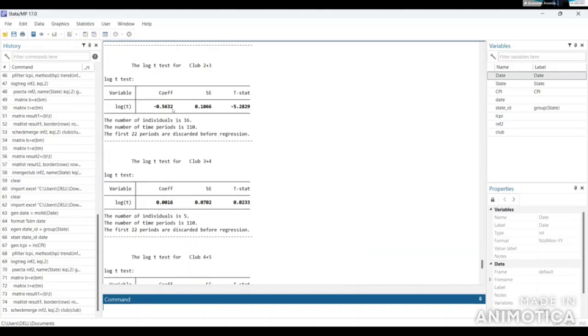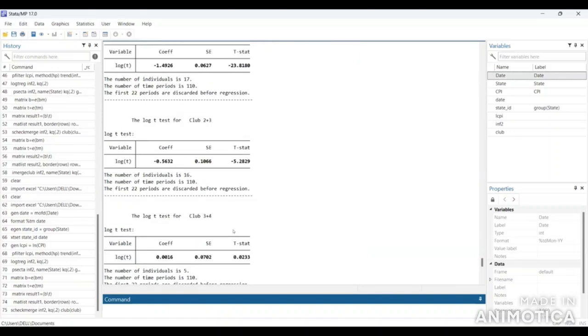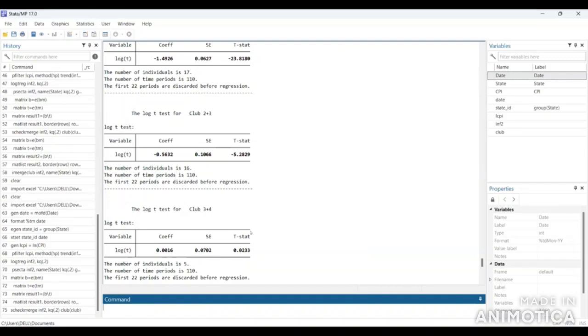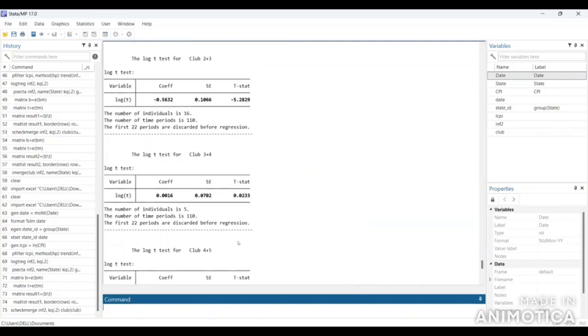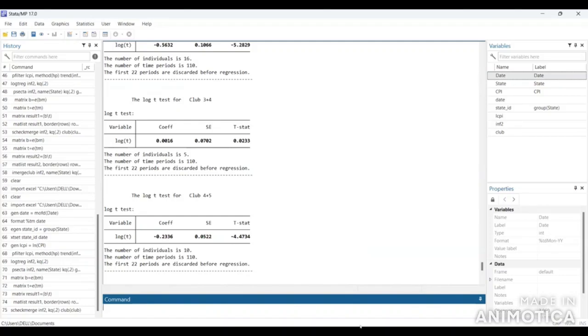See again, what I am getting here is the first is log t, club 1 and 2. See again, the value is less than 1.65. So club 1 and 2 cannot be merged. What about club 2 and 3? No, they cannot be merged. But club 3 and 4 can be merged. They are forming the bigger club. And club 4 and 5, no, we are not getting any evidences of formation of higher clubs.